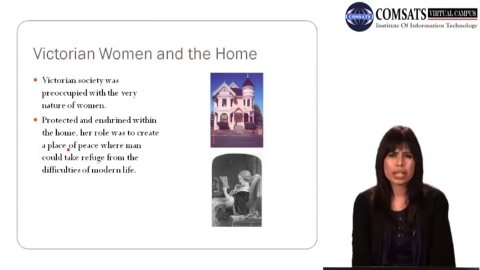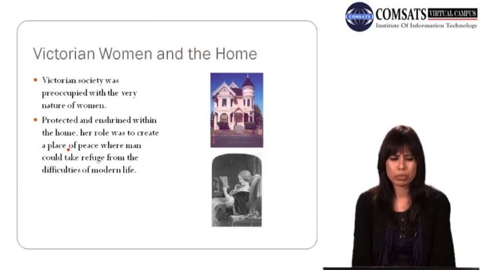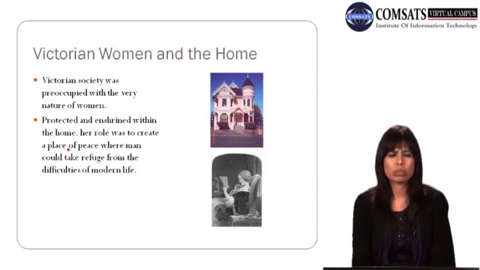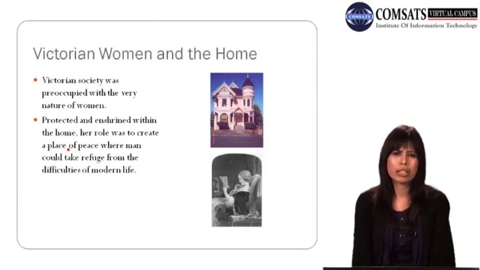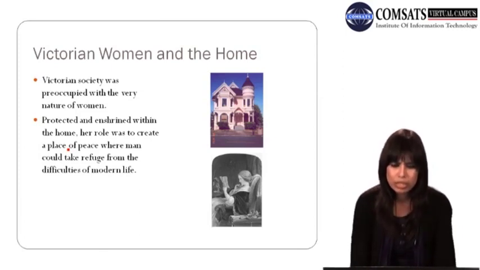So basically this age is very much occupied with the very nature of women, and it was their task to protect the home and to create a place where man could take refuge from the difficulties of modern life. So what was basically modern life? That is industrialization and life which is full of technological advancements. Fine. So this home is a place where women used to live. It was her responsibility to make it a peaceful place for man. So at that time it was their responsibility.